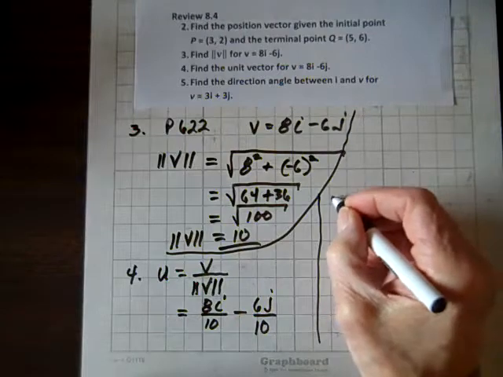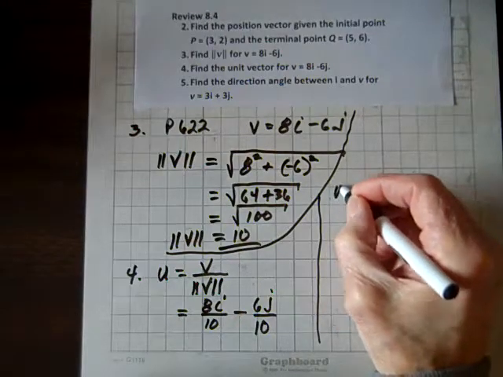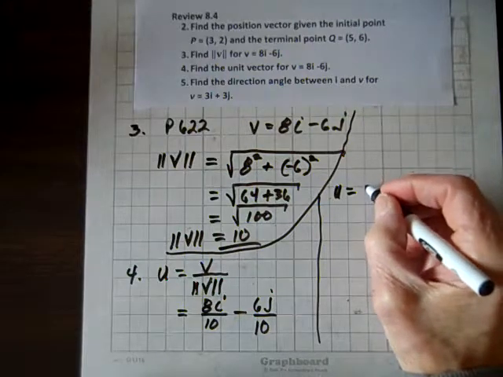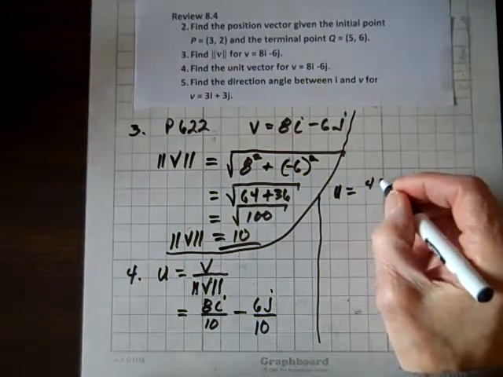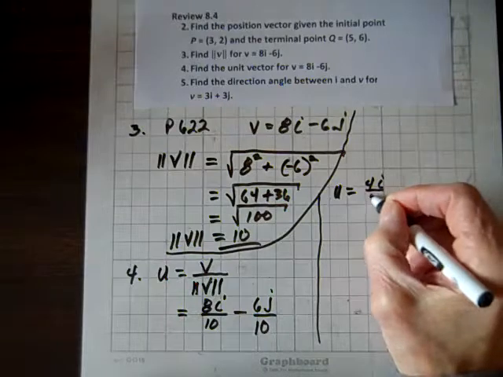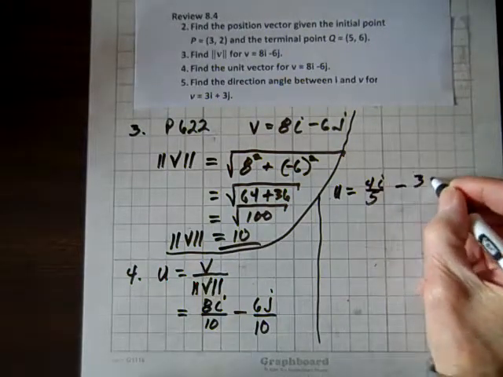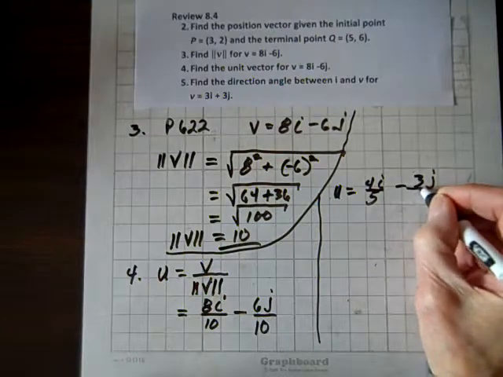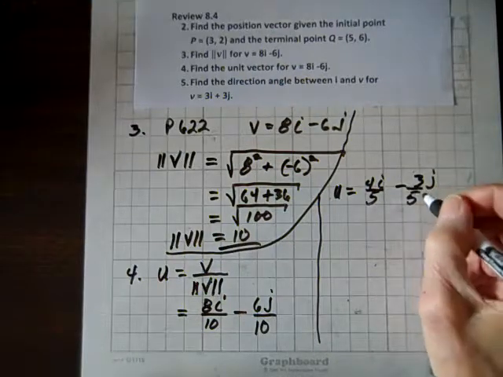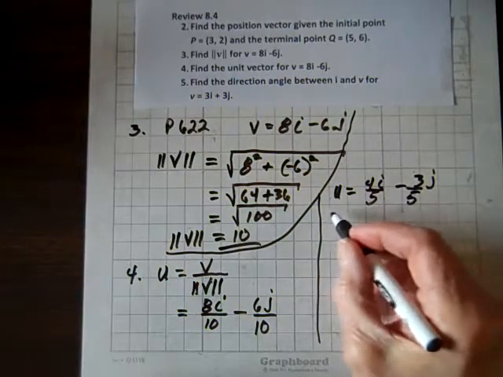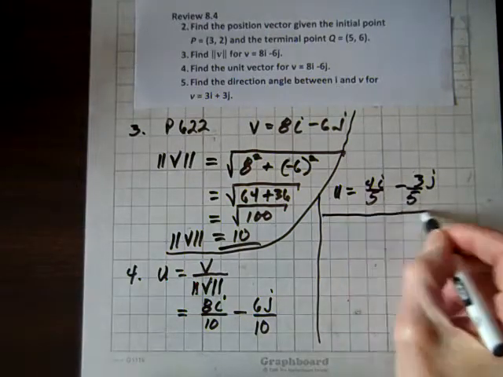So now u equals, reducing that, we get 4i over 5 minus 3j over 5. And that's what we claim as the unit vector. But let's make sure that's true.